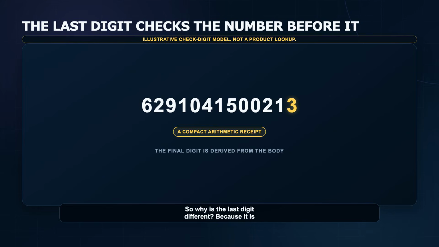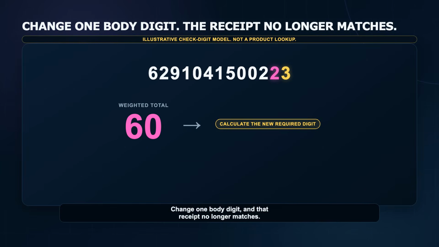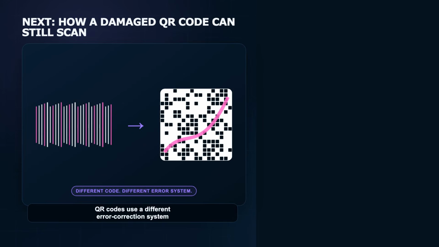So why is the last digit different? Because it is a compact arithmetic receipt for the digits before it. In this EAN13 example, 3 completes a weighted total of 57. Change 1 body digit, and that receipt no longer matches. It can expose an error without knowing the correct product, price, or identity. QR codes use a different error correction system that can recover data after some modules are damaged. Next, we will cover an original QR code and measure what survives.